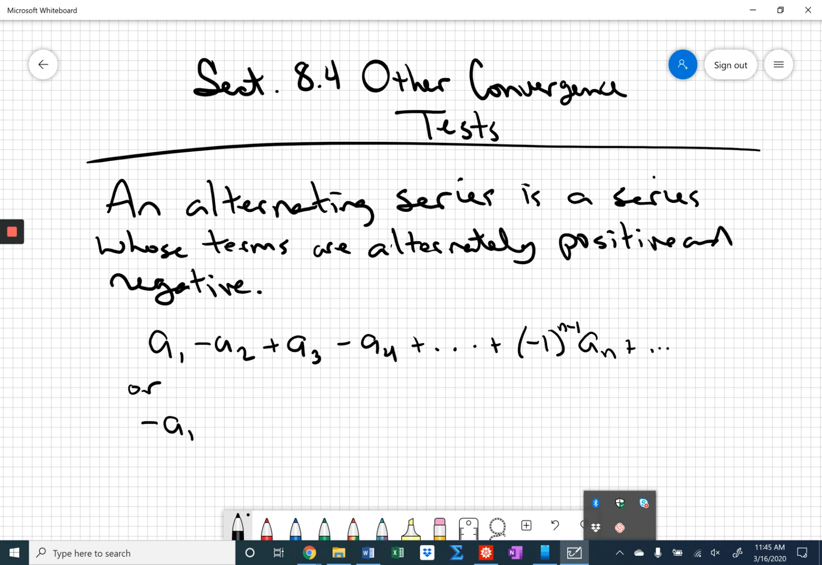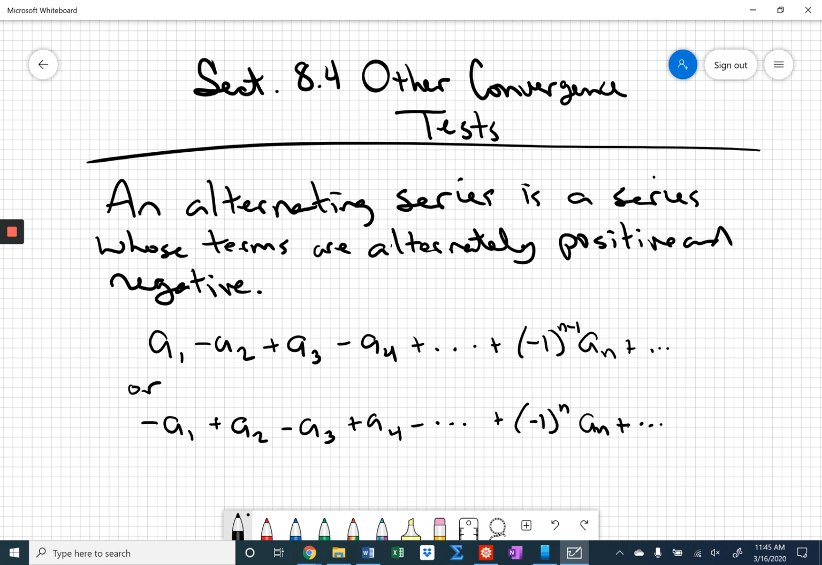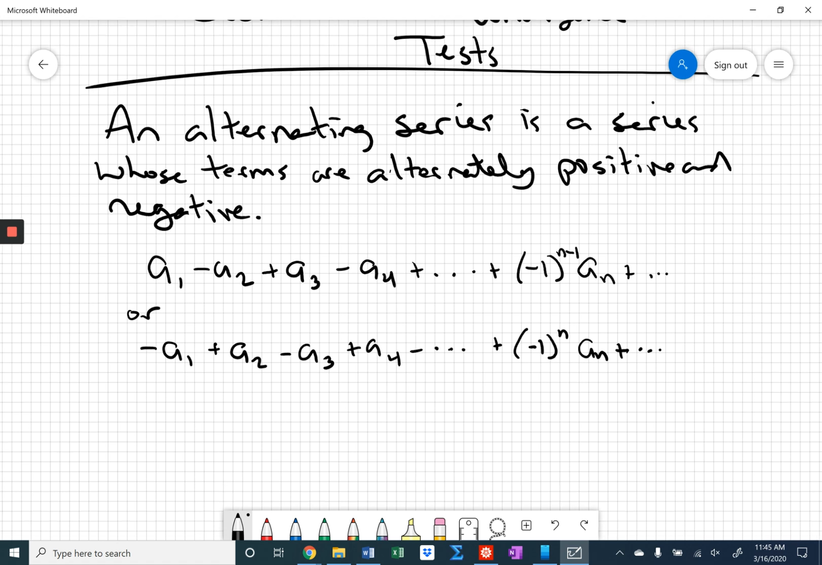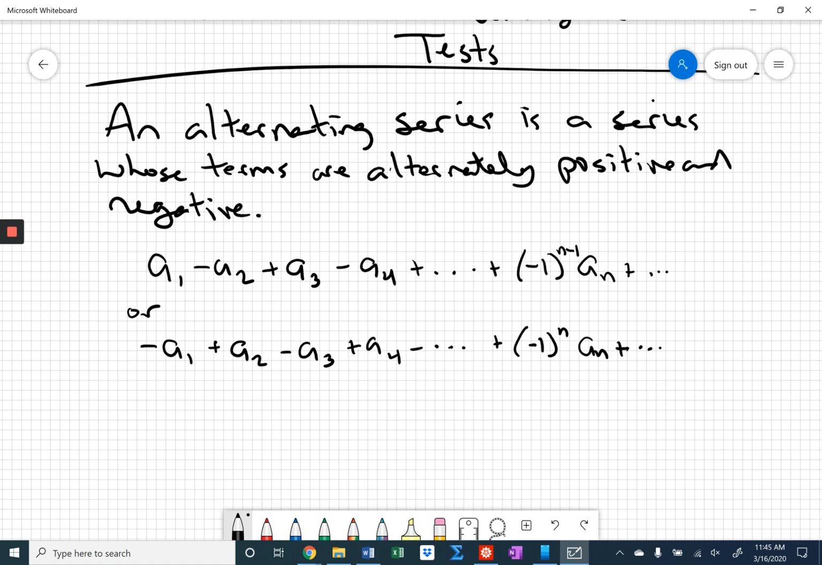Or it could start off with a negative. Instead of starting off with just a sub 1, it could be negative a sub 1 plus a sub 2 minus a sub 3 plus a sub 4 minus dot dot dot plus, this time negative 1 to the n times a sub n plus dot dot dot. Now, in each of these examples, we're going to require each term a sub k greater than 0 for every k.